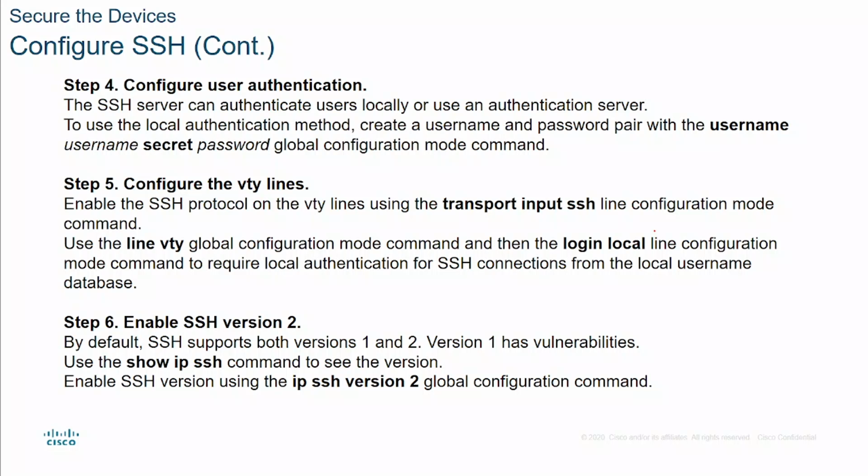Then the next step is to enable SSH version 2. By default, SSH supports both version 1 and version 2. Version 1 has some vulnerabilities. So use the show ip ssh command to see the version. Enable version 2 by using ip ssh version 2.